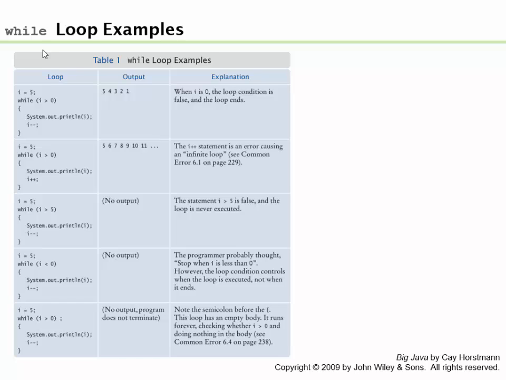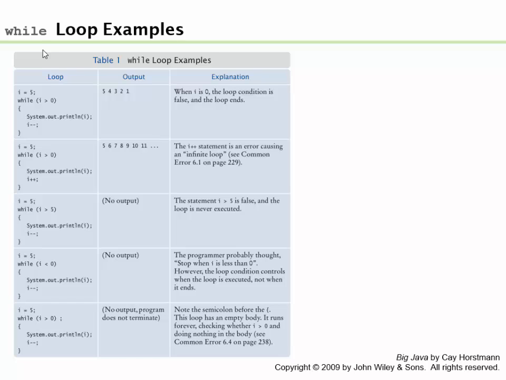Here's another one. We start with I equal to 5. Is I greater than 5? No, it's not. So we test the condition, and it's already false. So you never even execute the body of the loop. It's like this whole thing didn't exist, because it's never going to do anything. So you get no output at all. So if that condition is false to begin with, you never execute the body of the loop. It just skips it and goes on to the next line of code.